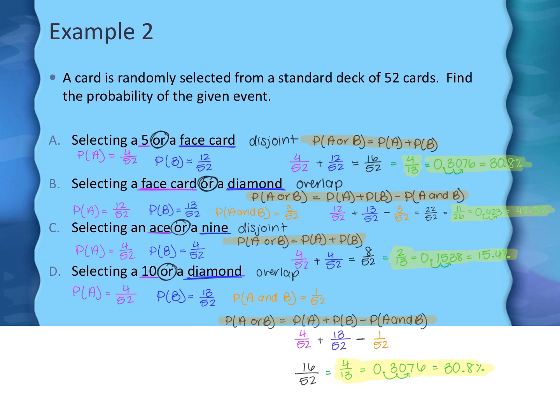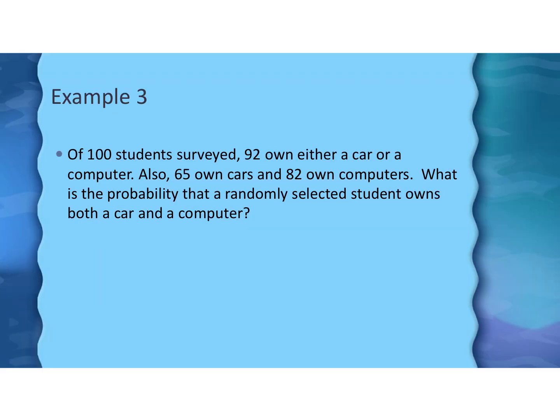Questions on these? Again, you have to make sure you understand what's overlapping and what's not overlapping by reading the word problem. Of 100 students surveyed, 92 own either a car or a computer. Also, 65 own cars and 82 own computers. What is the probability that a randomly selected student owns both a car and a computer? So, key things here. They're giving me 92 own either a car or a computer.